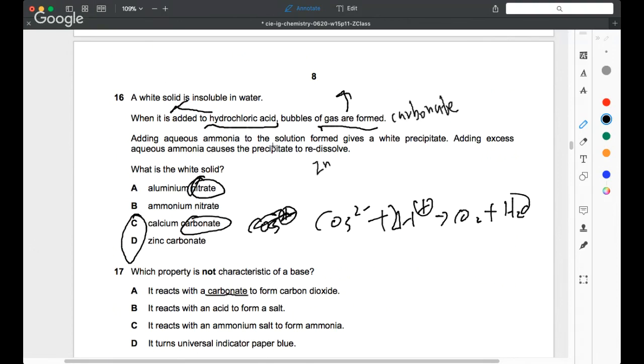And from the second observation, we know it forms a white precipitate with ammonia, and it dissolves in excess aqueous ammonia. So we know that the cation will be zinc. And from the first observation, we know it is a carbonate. So the correct answer is D, zinc carbonate.